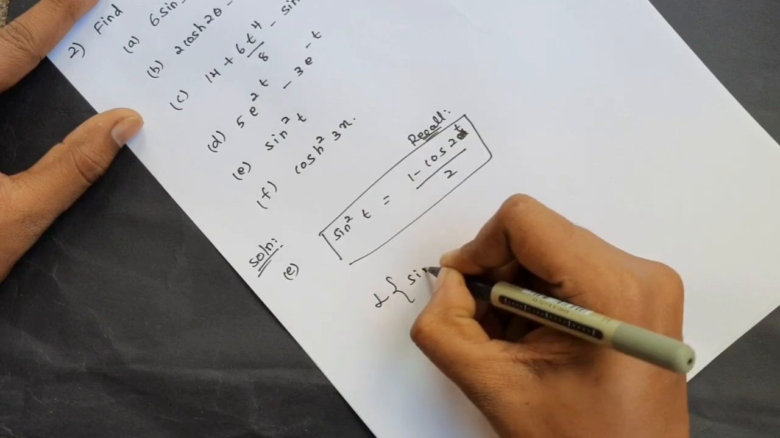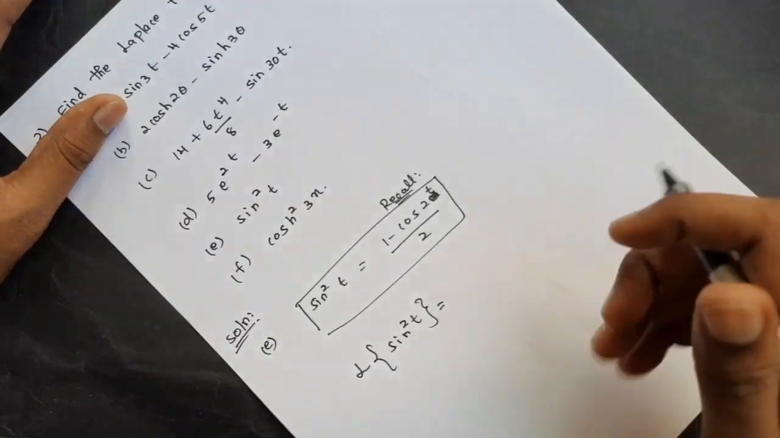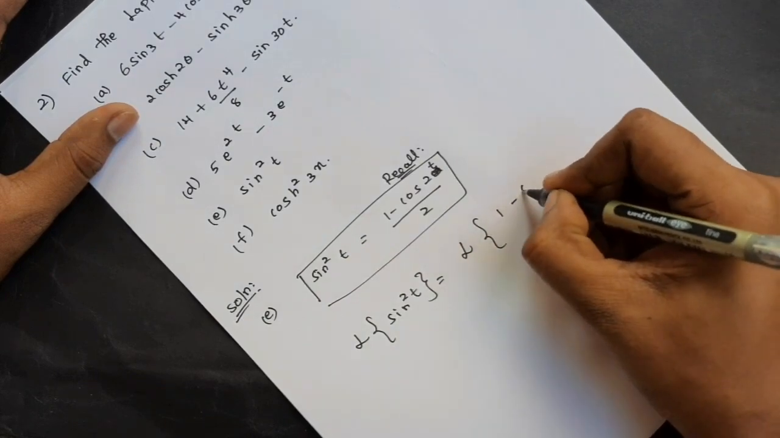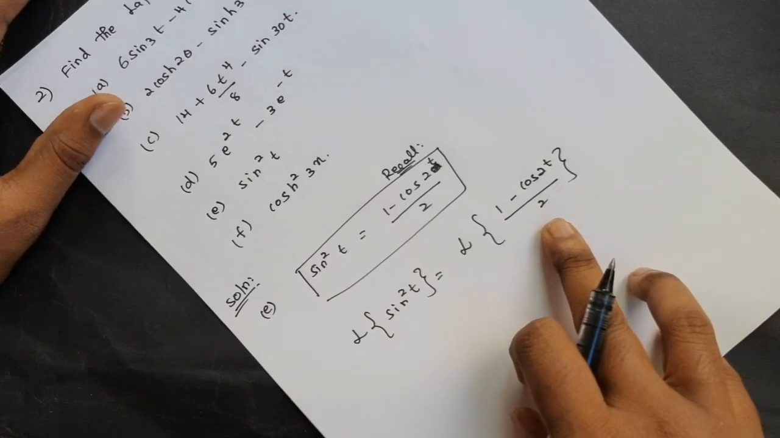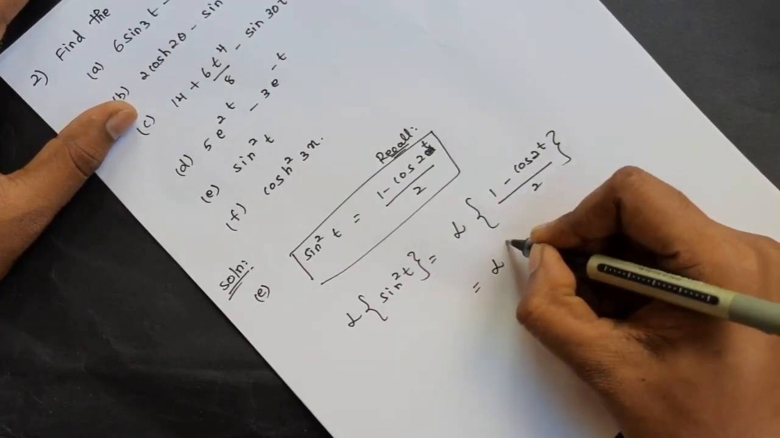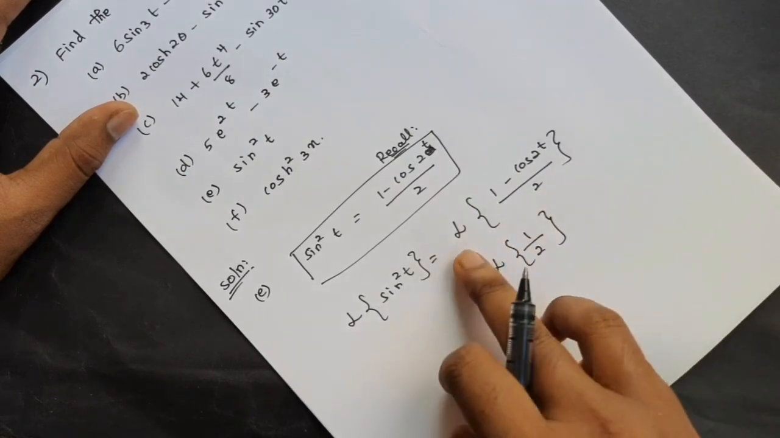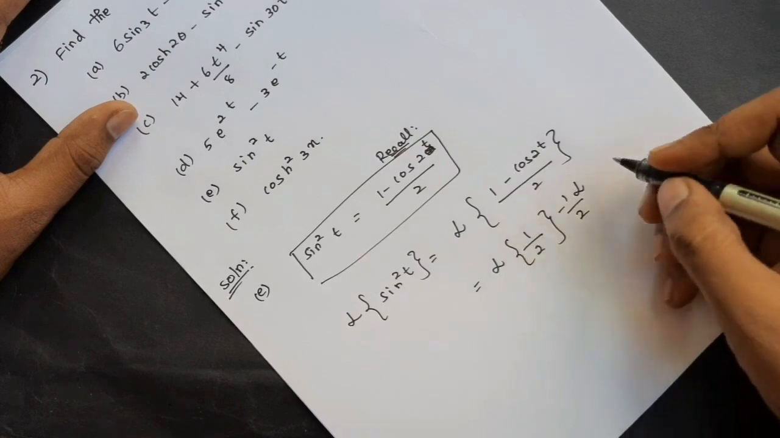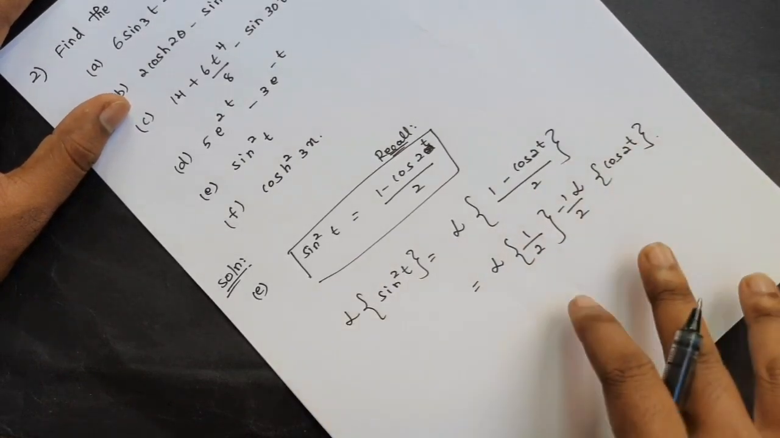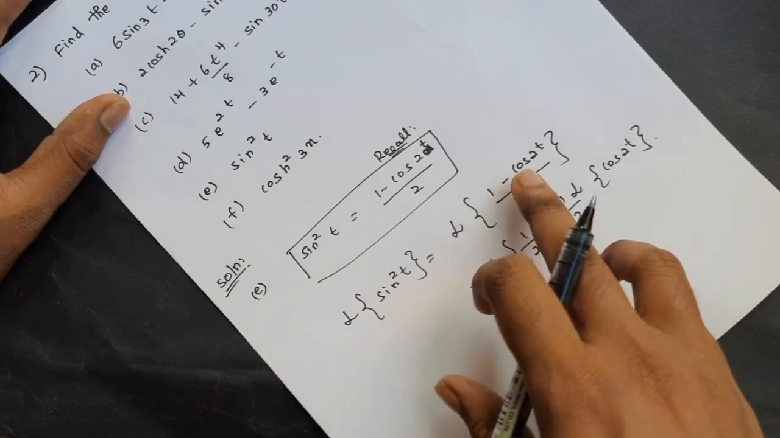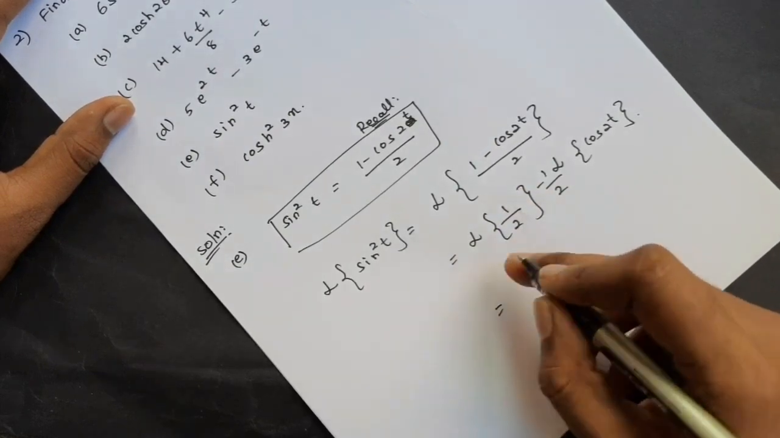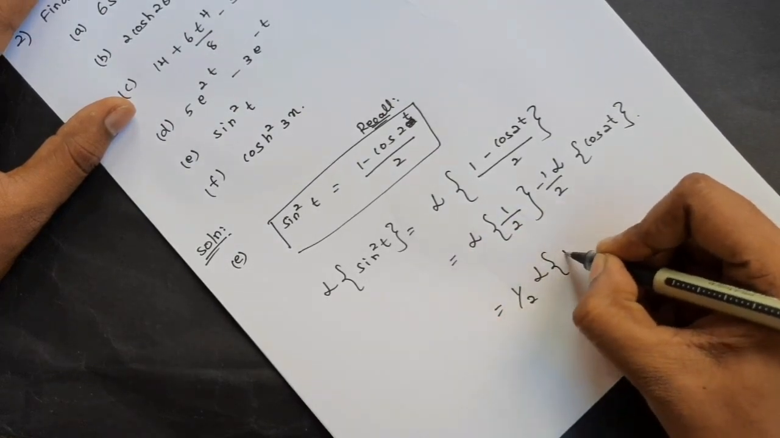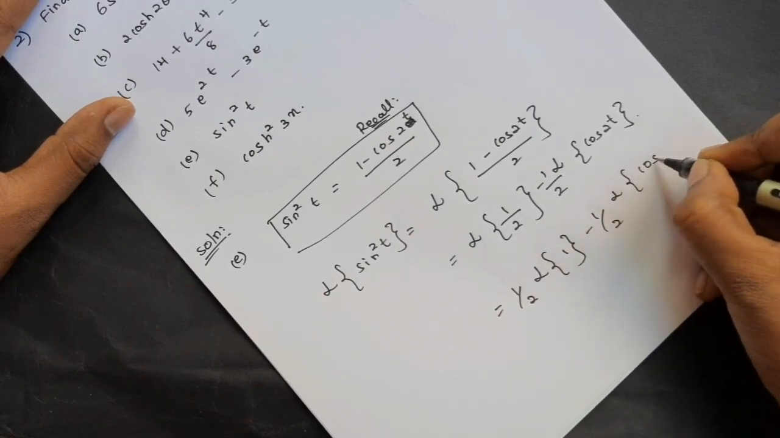So L of sine square t means L of, this is a simplified form of sine square t, (1 minus cos 2t) by 2. Now I can split this numerator into 1 and cos 2t separately. So I'm going to apply the linearity property here. L of 1 by 2 minus L of cos 2t by 2. Correct? I'm just multiplying, okay. It is a constant term, so I can pull it outside. 1 by 2 L of 1 minus 1 by 2 L of cos 2t.